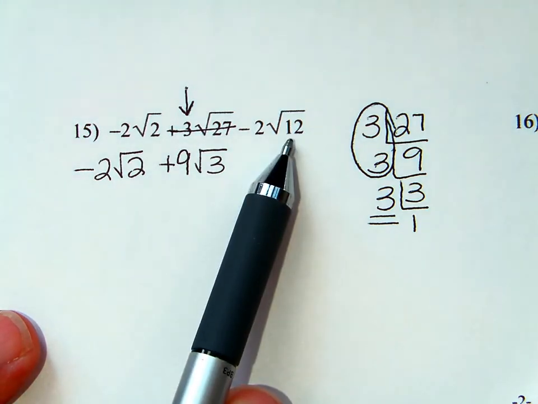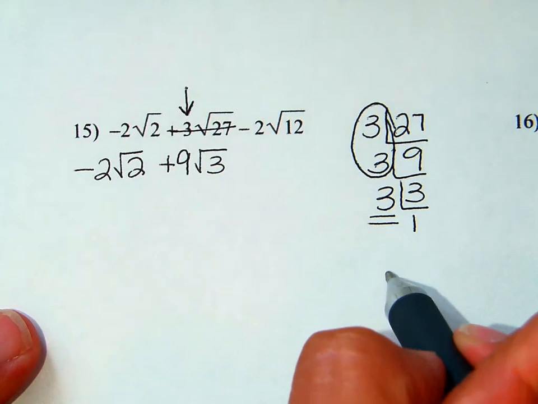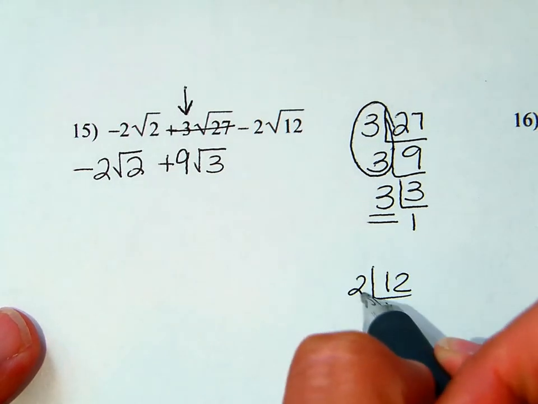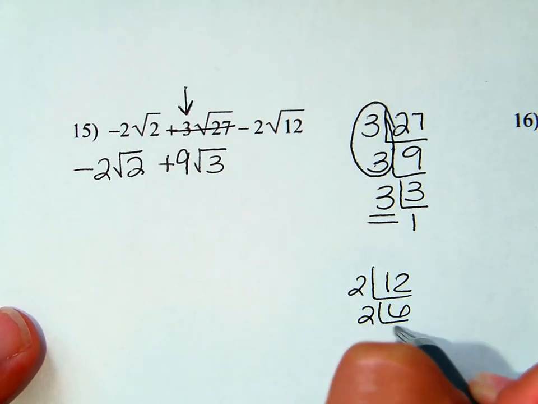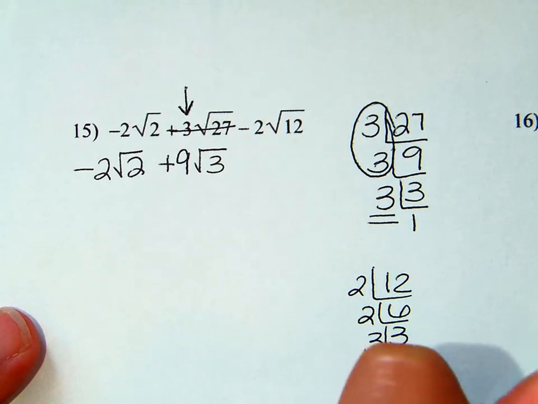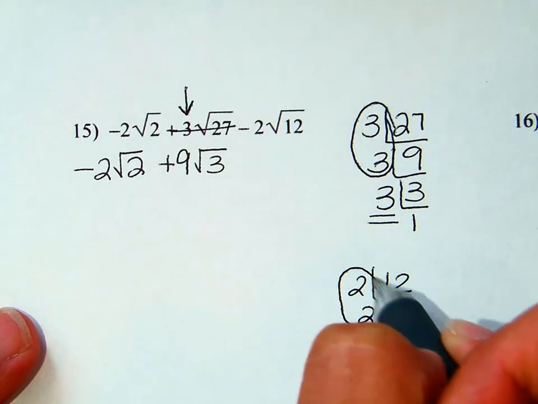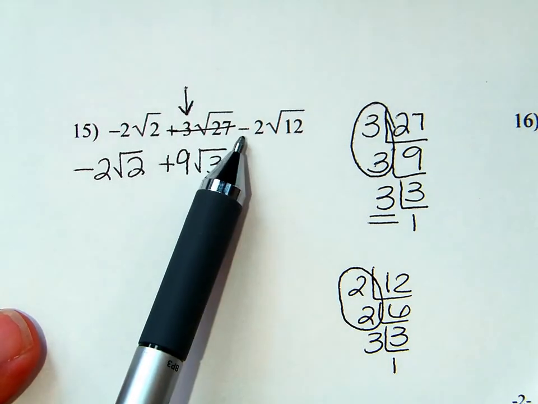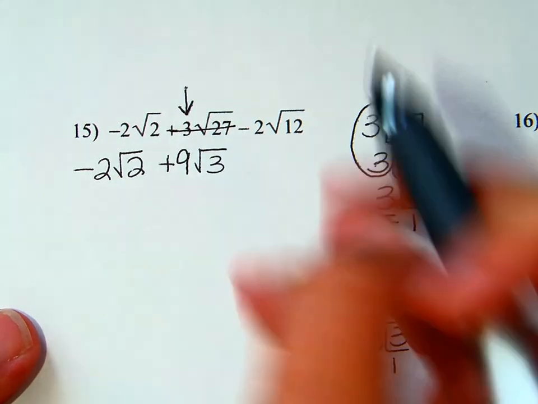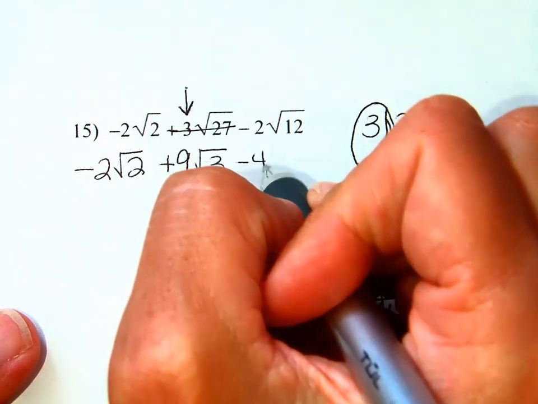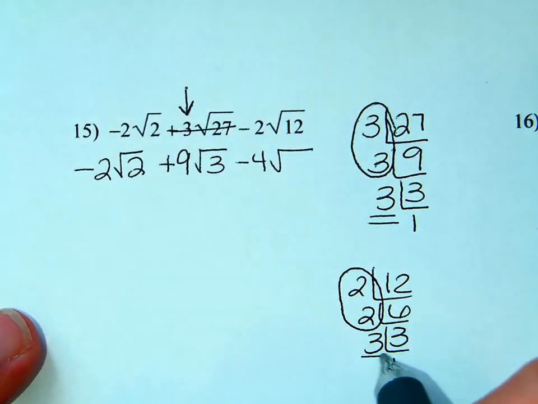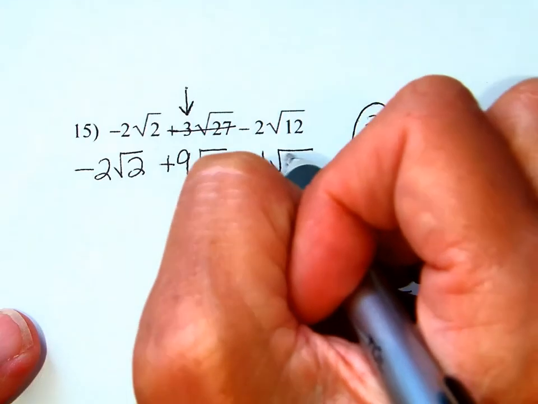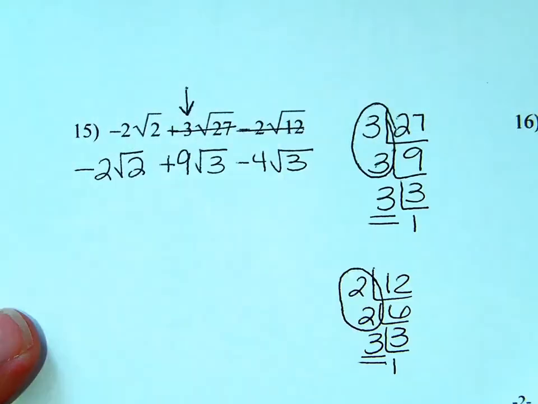All right, 12. 12 can also break down. 2 goes into 12 6 times, 2 into 6, 3, and 3 into 3, 1. Anything that shows up twice gets to come out. So a 2 is going to come out. It's going to multiply with the negative 2 that was already out here. That's going to give me negative 4. This 3 will remain inside, so now I can cross this out.